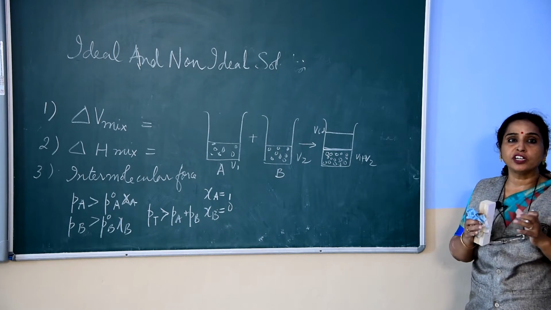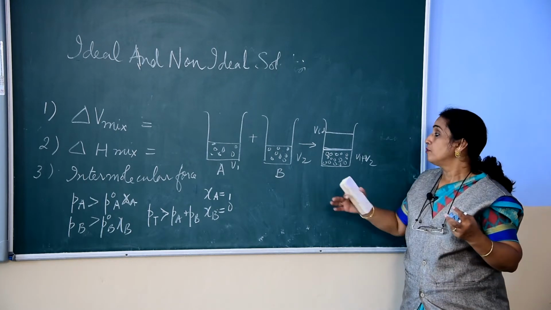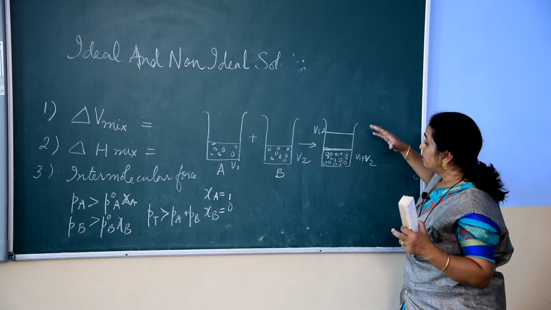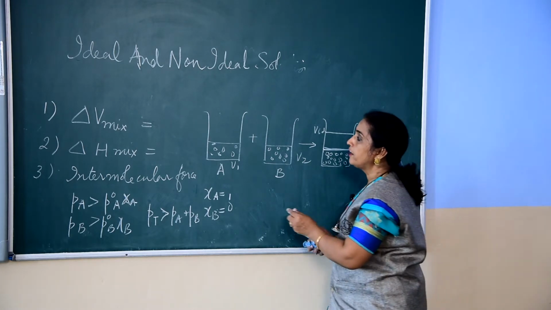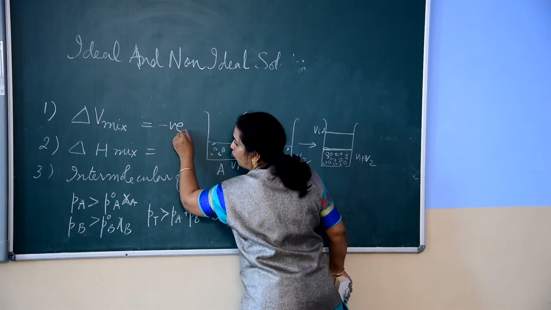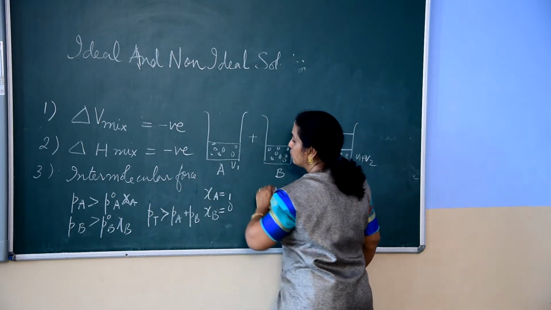Molecules are coming closer to one another. So what is happening over here? Because the molecules are coming closer to one another, the volume decreases and the partial pressure or the vapor pressure will decrease. So delta H mix will be negative, less than 0. Delta V mix is negative, delta H mix also is negative.